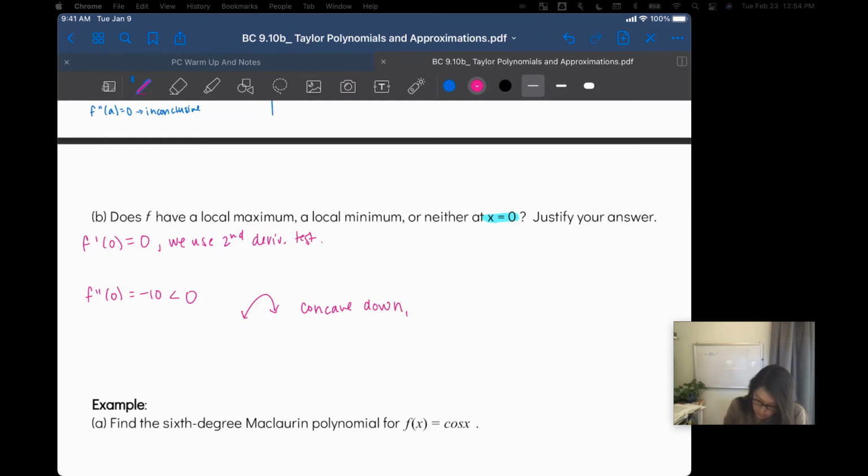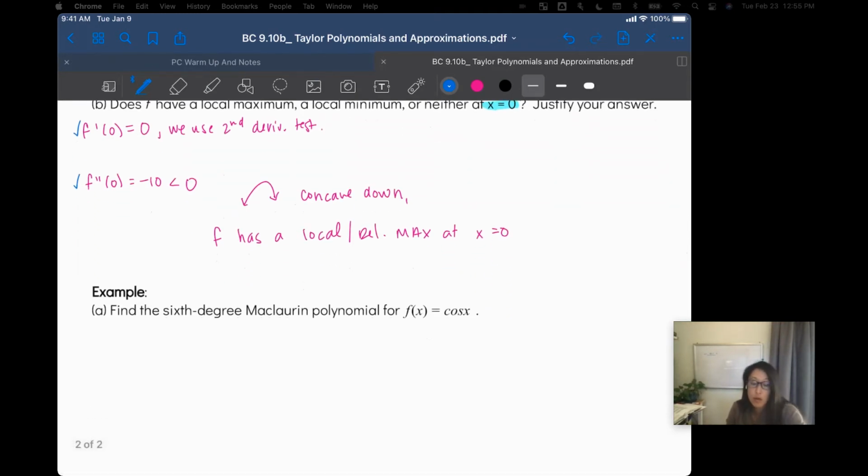And so that also means that f has a local or relative max at x equals 0. Okay, so because we have these two conditions, that the first derivative is equal to 0 and that the second derivative is less than 0, we know we're going to have a local max or a relative max at x equals 0.